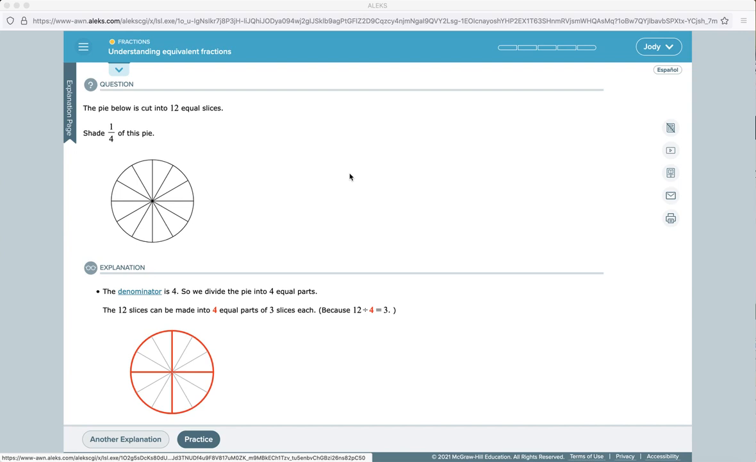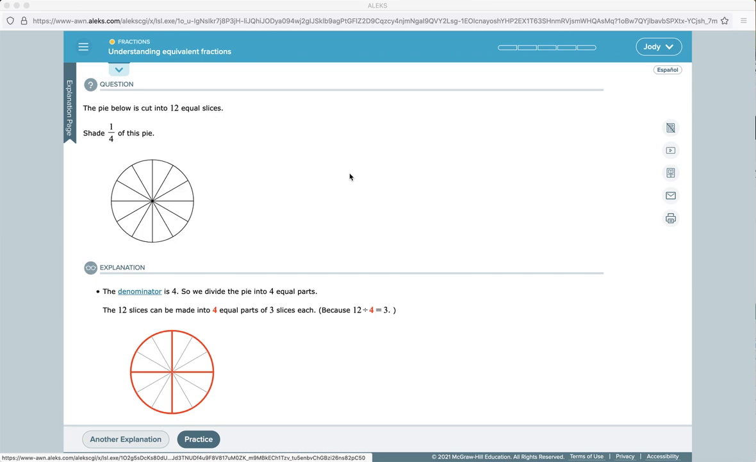This video will walk us through how to understand and work with equivalent fractions. Here's an example. The pie below is cut into 12 equal slices, and we are asked to shade 1/4 of this pie. So when we think of fractions, we always think that if it's 12 equal slices, we should be talking about shading in terms of twelfths.